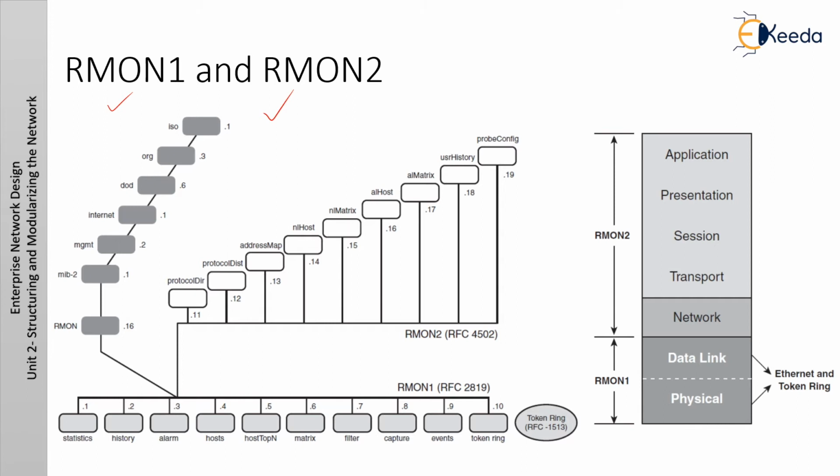Here you can see that RMON 1 is written here. It comes under RFC 2819 and RMON 2 is RFC 4502. So these are the extensions. It is already given: statistics, history, alarm, host, top N and matrix, filter, capture, events, and token ring. While this point 16 shows RMON, different groups are there. And similarly for the new standard, protocol directory and many different groups are shown here. So let us discuss each one by one.